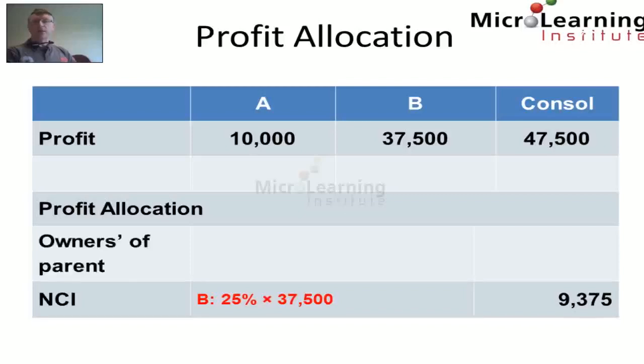And the owners of the parent then, of course, are entitled to all of the profit of A plus the holding company's share of the profit of B, which is 75% of $37,500, and again that totals the $38,125. So there we have the split in this very simple example of the total profit of $47,500 split between the owners of the parent and the non-controlling interest.